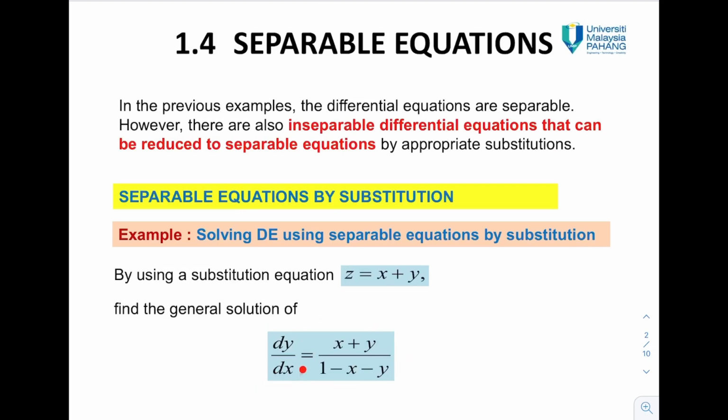dy dx equals to x plus y divided by 1 minus x minus y. If you notice carefully, this is non-separable, right? We cannot separate the x and the y for each side without mixing the variable, right? But this kind of question is very straightforward. By using a substitution equation z equals to x plus y, find the general solution.